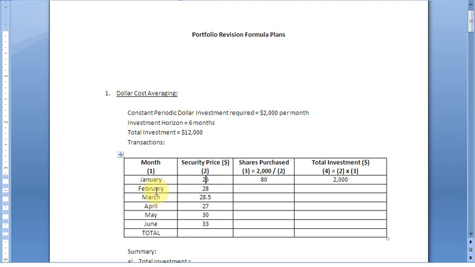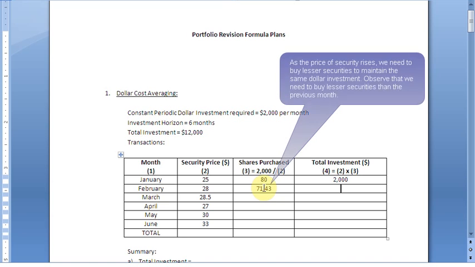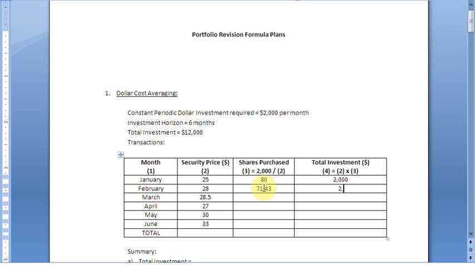Now what is happening in February is that the security price has gone up from $25 to $28. So I'm going to simply divide 2,000 by 28, which is going to give me approximately 71.43 securities, which I need to buy to maintain around $2,000 investment in the month of February also. If I multiply 71.43 with 28, what I'm going to get is 2,000 and about 4 more cents.